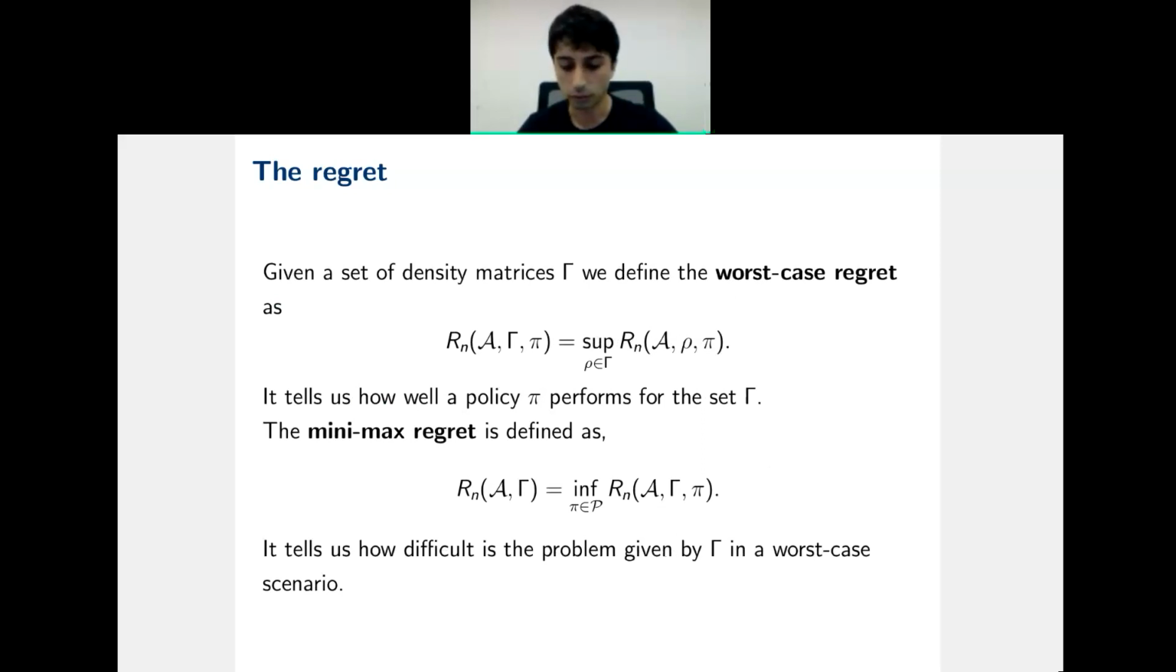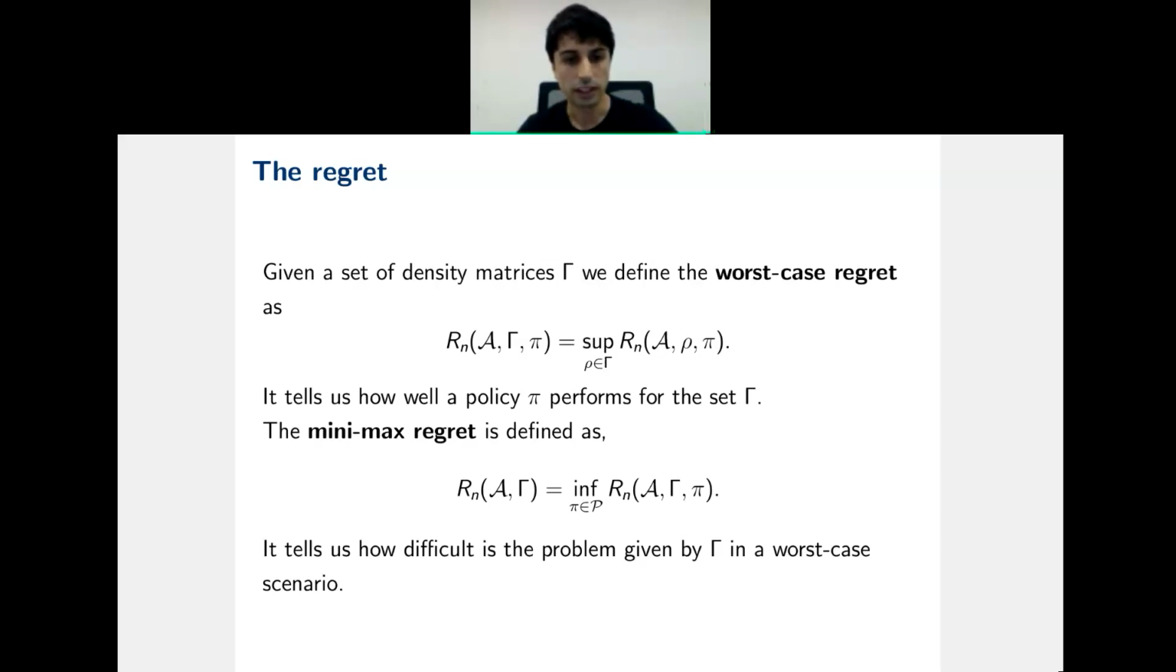The regret that I explained before is just for a particular state, but we're interested in the following regrets. One is the worst case regret, which, given a set of density matrices, that is the environment, is the supremum over all possible regrets, where the supremum is taken over the unknown quantum states in the given set. So this worst case regret tells us how well a policy, a strategy for the learner, performs for the given set of unknown quantum states, the environments.